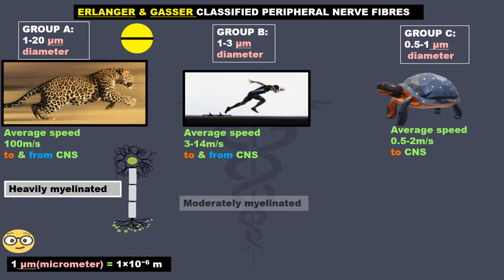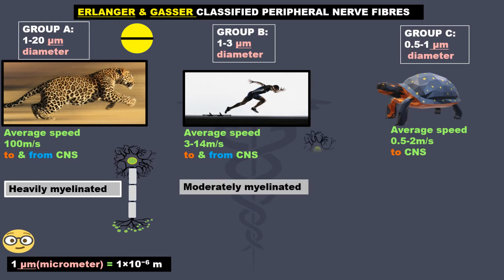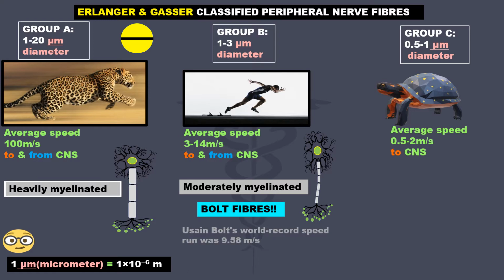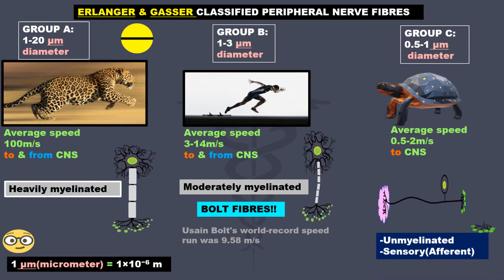Group A fibers are heavily myelinated. Group B fibers are moderately myelinated. We can remember them as B4 Bolt fibers. Usain Bolt's world record speed run was 9.58 meters per second. Group C fibers are unmyelinated and sensory.